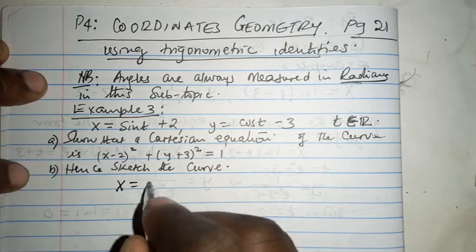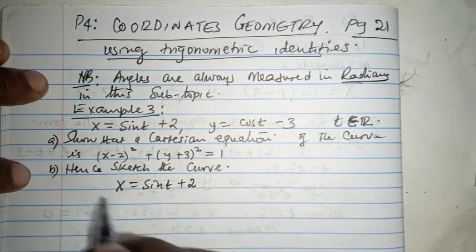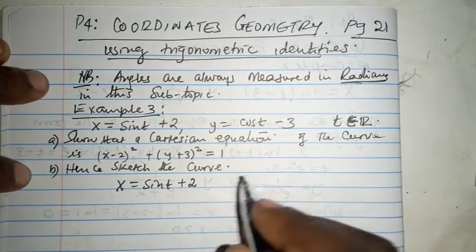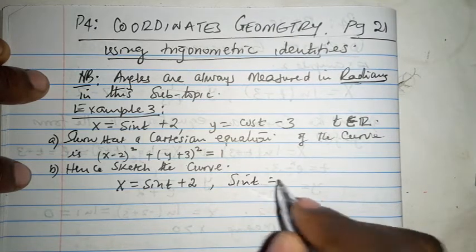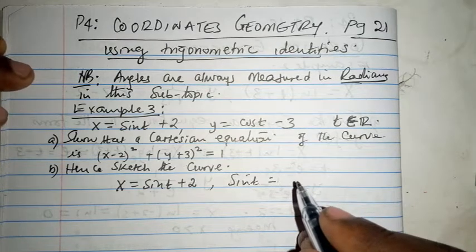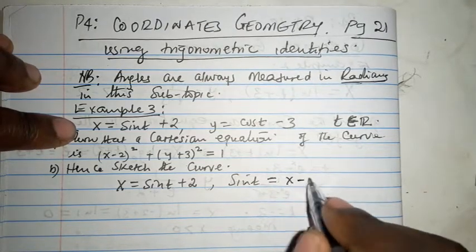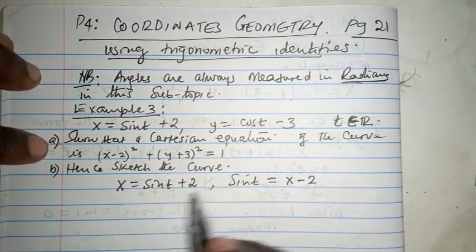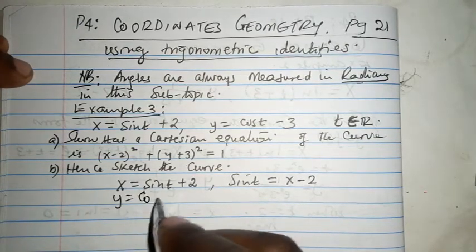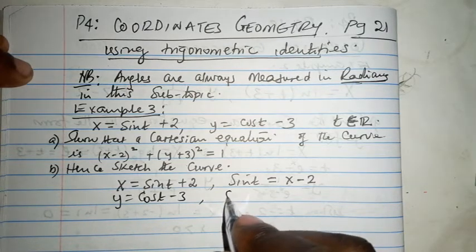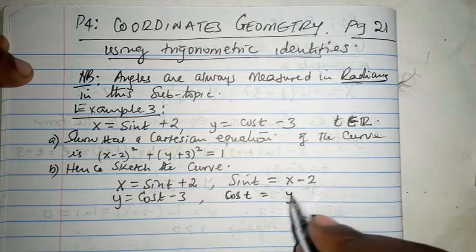Let's get what we have been given. x equals sine t plus 2. If you want to make the subject, you're going to say that sine t equals x minus 2, because the 2 will cross over, so it will be minus. What about y equals cosine t minus 3? Cos t is going to be y plus 3.